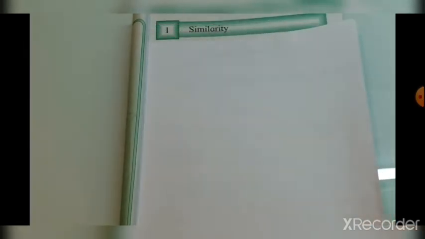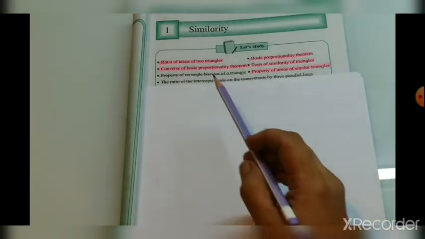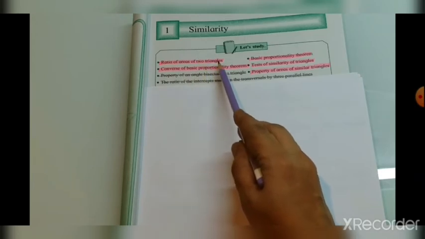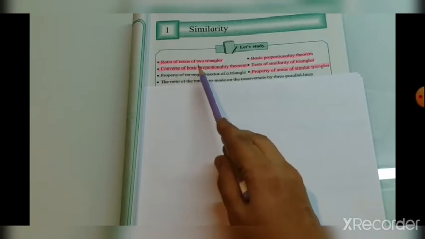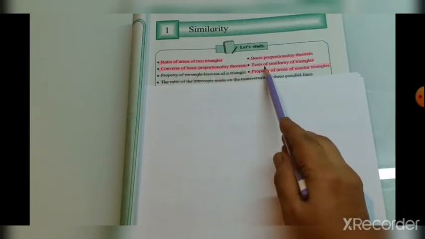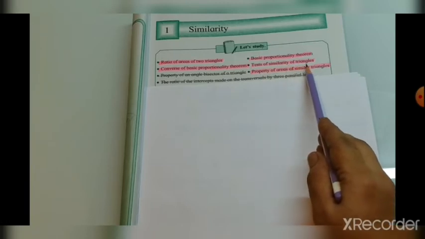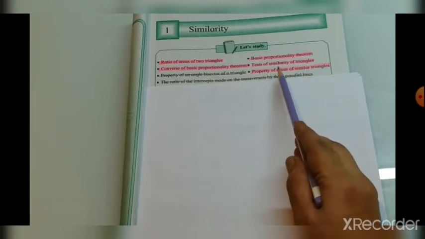Let's start the lesson in our textbook. Similarity. The topics we are going to study in this lesson are ratio of areas of two triangles, basic proportionality theorem, converse of basic proportionality theorem, test of similarity of triangles, property of areas of similar triangles. The other two topics are deleted.